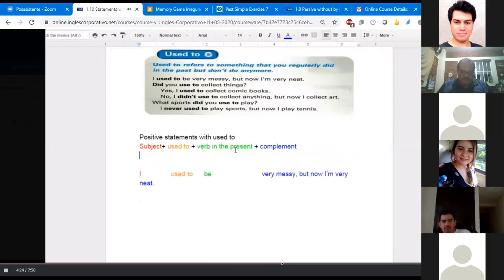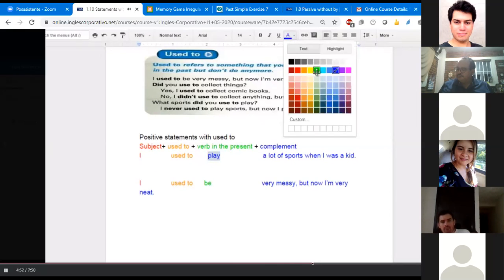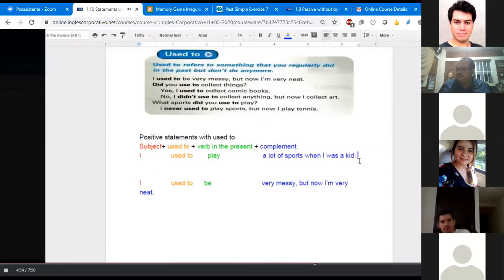And so now let's try to make a couple more examples. So I'm going to mention some of my own. I'm going to say, I used to play a lot of sports when I was a kid. And well, we follow the structure. We have a subject, then this follows used to. Then we have the verb in the present tense. And then we have some sort of complement at the end.